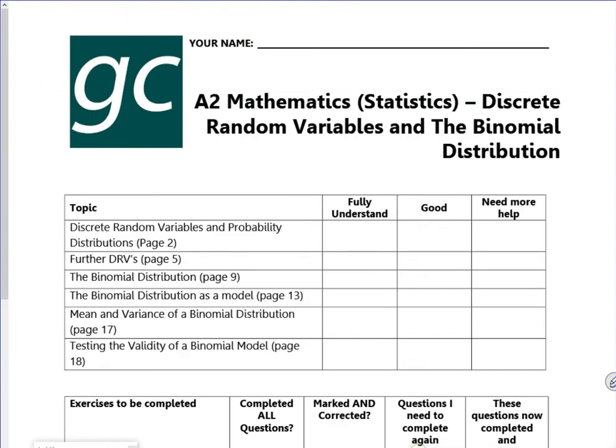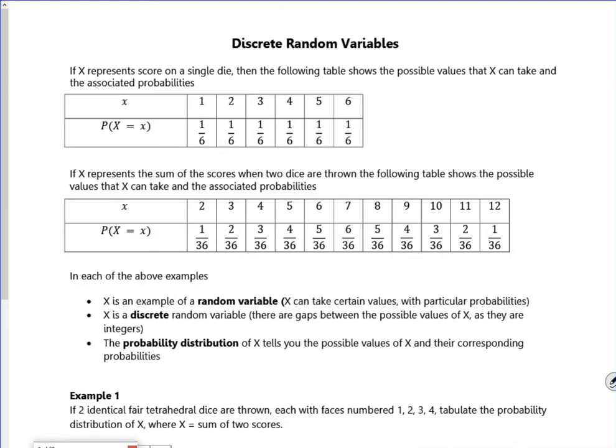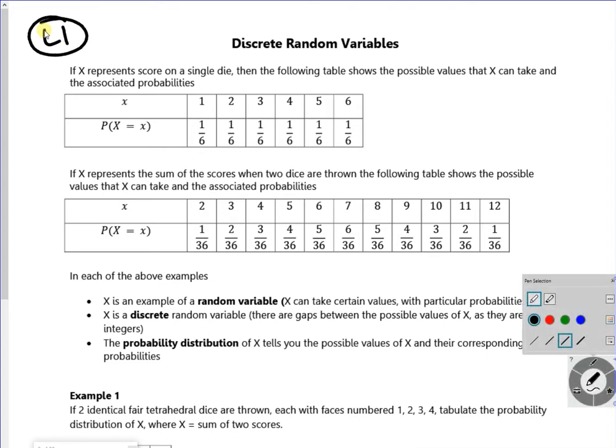Hi everyone, so this is the first video for the first lesson of the discrete random variables and binomial distribution pack. It says 5 lessons in total, so we'll see how we do with that, because we might rush the start so we've got more time to work on the binomial stuff. Right, so let's have a look at the first bit. So lesson 1.